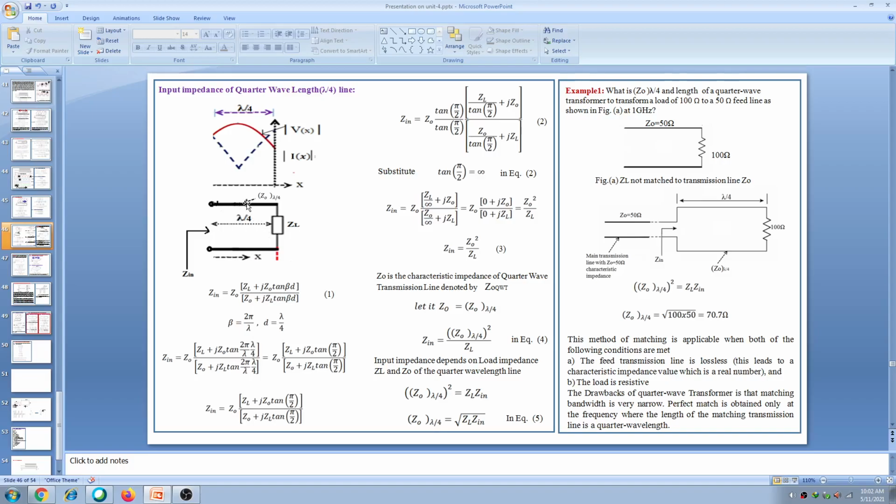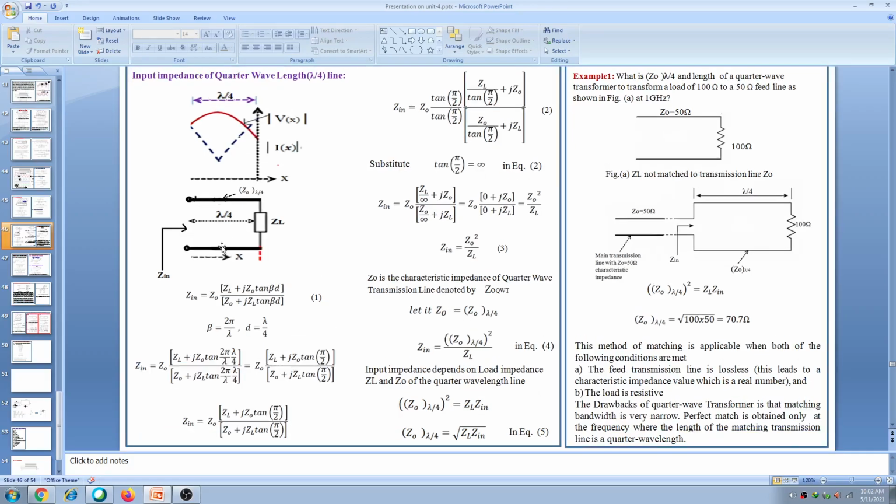It has a characteristic impedance and propagation constant, and at one end it is connected to the load ZL. So this is a transmission line. As we studied from the beginning, the length of the line is equal to lambda by 4 here. So we are measuring the input impedance looking towards the load at a distance of lambda by 4.